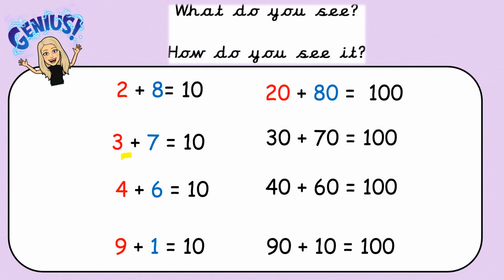So 3 plus 7 is equal to 10. So therefore 30 plus 70 is equal to 100. 4 plus 6 is equal to 10. So therefore 40 plus 60 is equal to 100. 9 plus 1 is equal to 10. So 90 plus 10 is equal to 100. Excellent. You're using your knowledge of your number bonds and you're using patterns, which we know is really important in maths to help you solve these more challenging number facts.